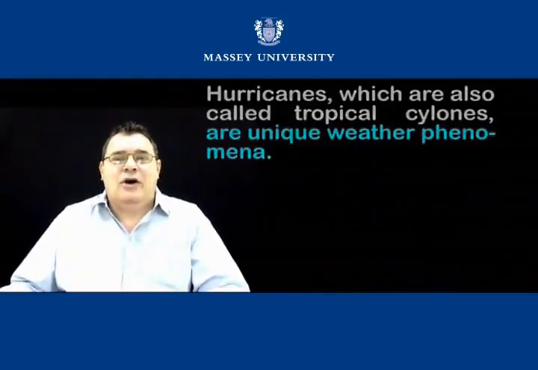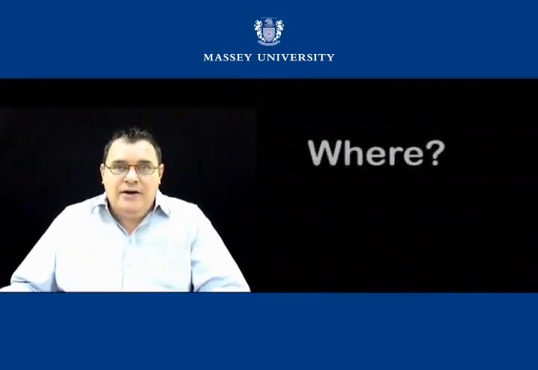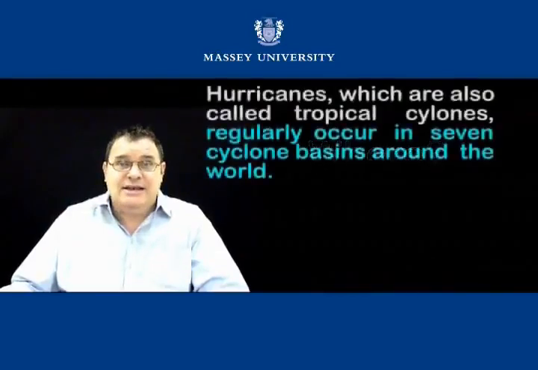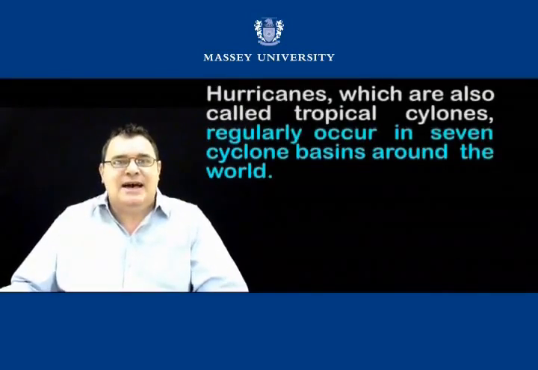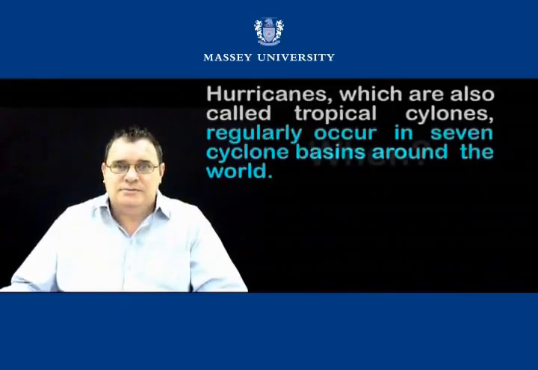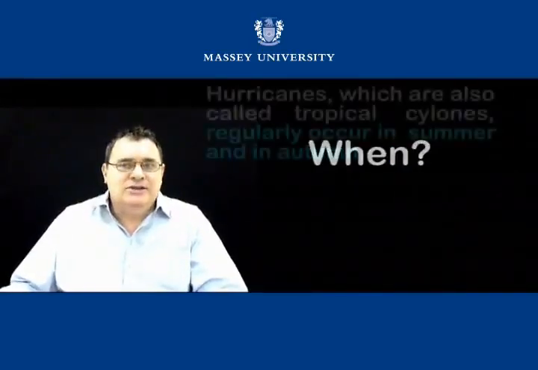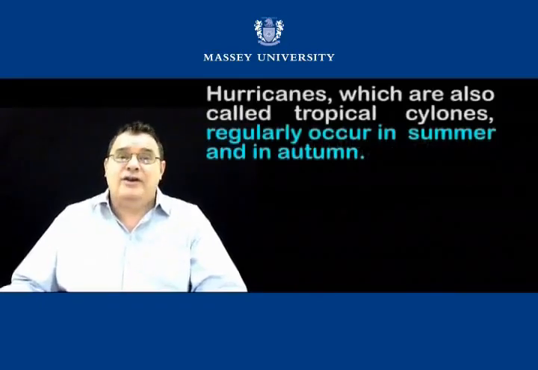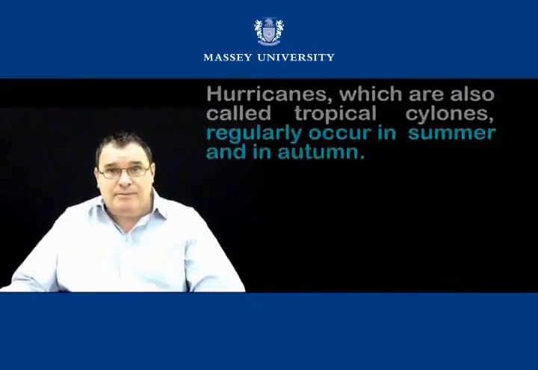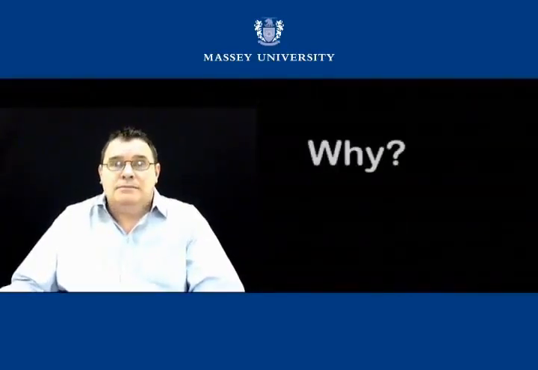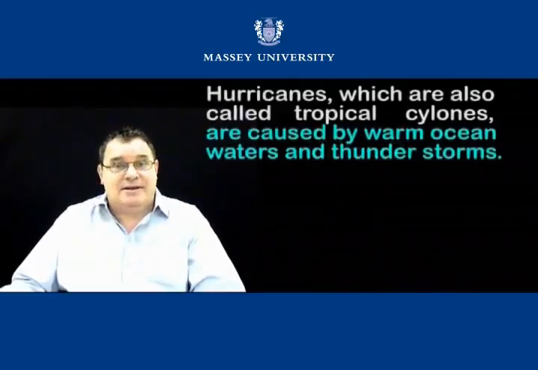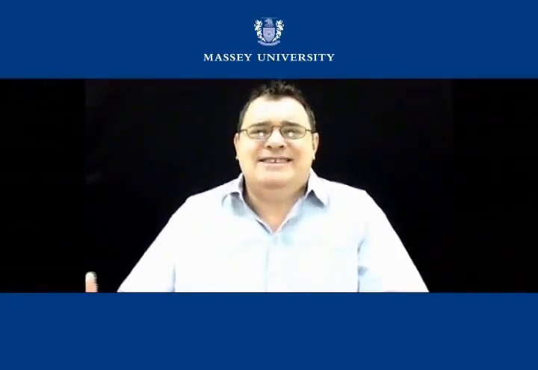Okay, let's move on to asking the question where. Hurricanes, which are also called tropical cyclones, regularly occur in 7 cyclone basins around the world. When? Hurricanes, which are also called tropical cyclones, regularly occur in summer and in autumn. Why? Hurricanes, which are also called tropical cyclones, are caused by warm ocean waters and thunderstorms. So, here we already have 6 different controlling ideas about hurricanes, each one creating a new paragraph.